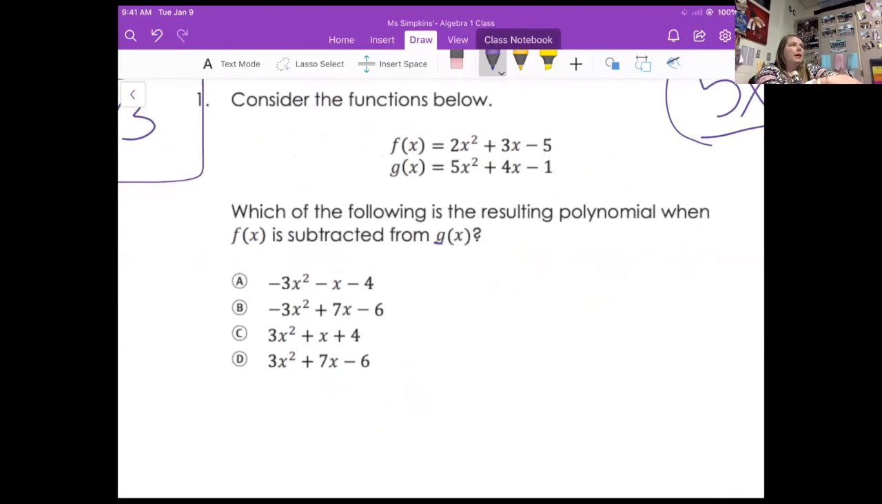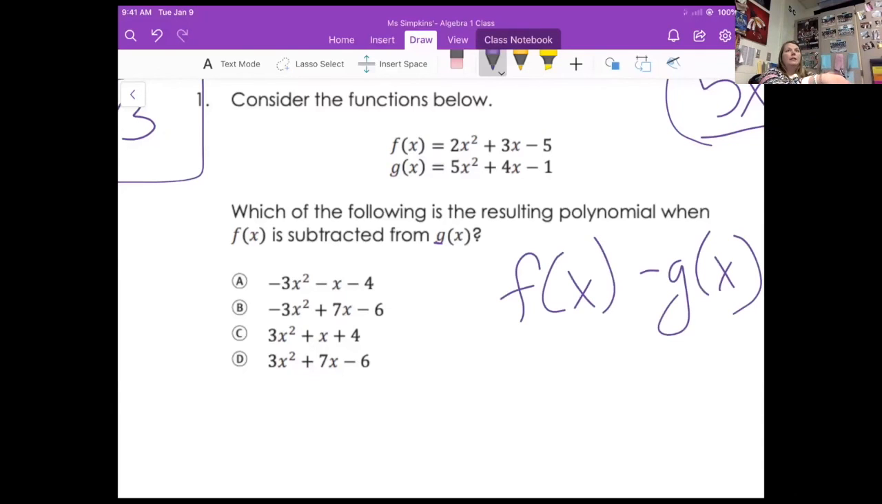English is hard sometimes, and I'm not saying that to be funny. It is, okay? When I first read this beat the test, I got it wrong. I answered letter A the first time I did it. That's not the answer. When I read it, it says, which of the following is the resulting polynomial when f of x is subtracted from g of x? A lot of us may write it like that.